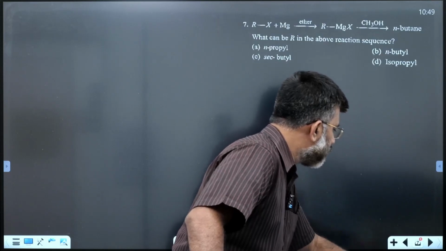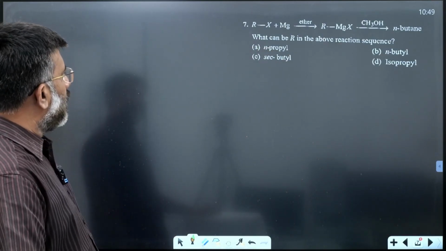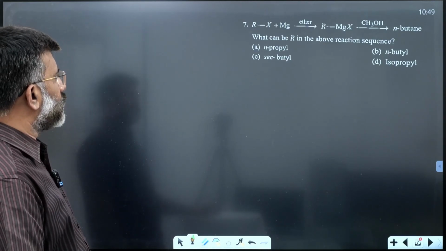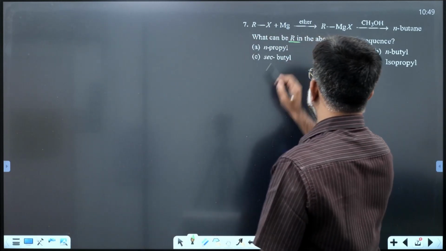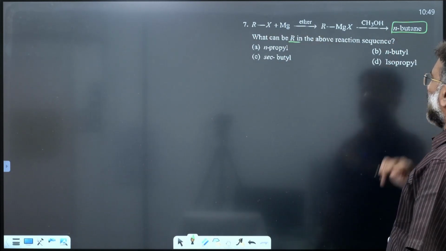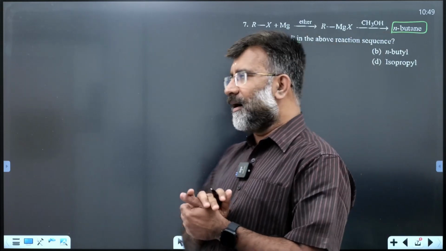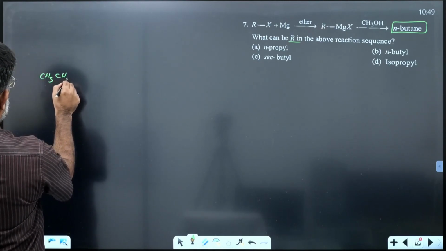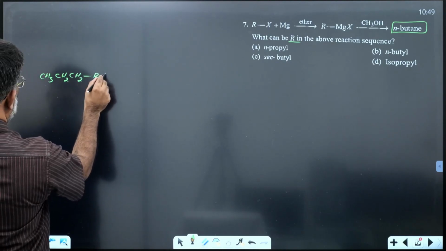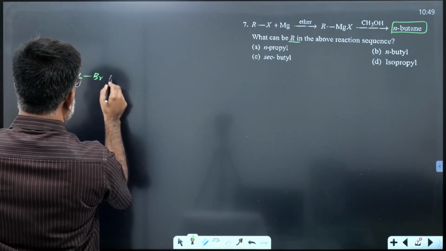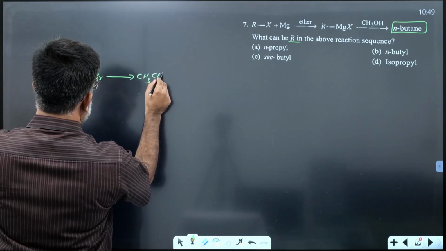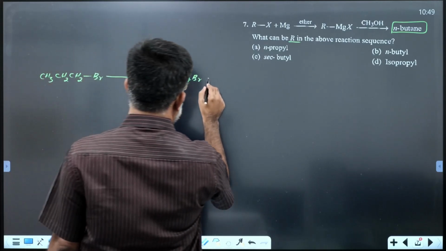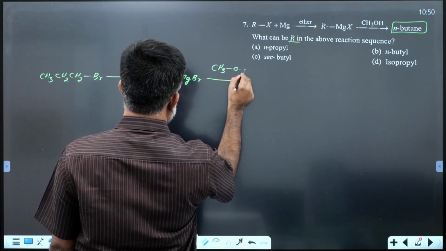Next. RX with magnesium in ether gives RMgX, then methanol, giving n-butane. What can be R? You are getting n-butane as the final product. Suppose you are dealing with n-propyl, CH3CH2CH2Br. Converted to Grignard reagent, you get CH3CH2CH2MgBr. And that is treated with methanol, CH3OH.